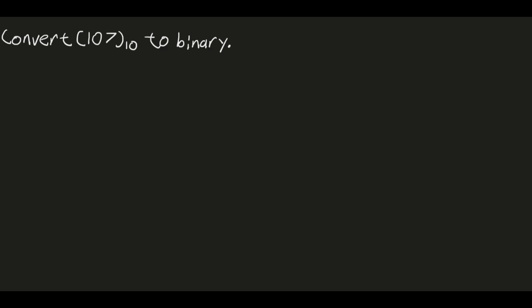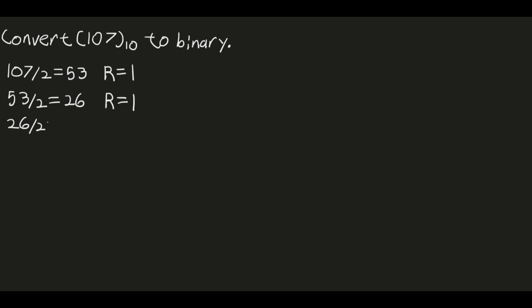Let's do one more problem using the division method with 107. So 107 divided by 2 is 53 with a remainder of 1. 53 divided by 2, that would simply get us 26 with a remainder of 1. 26 divided by 2, 13 with a remainder of 0. 13 divided by 2 is 6 with a remainder of 1.